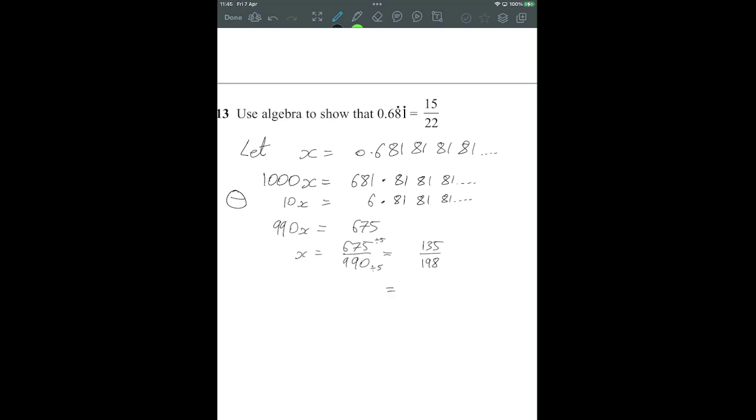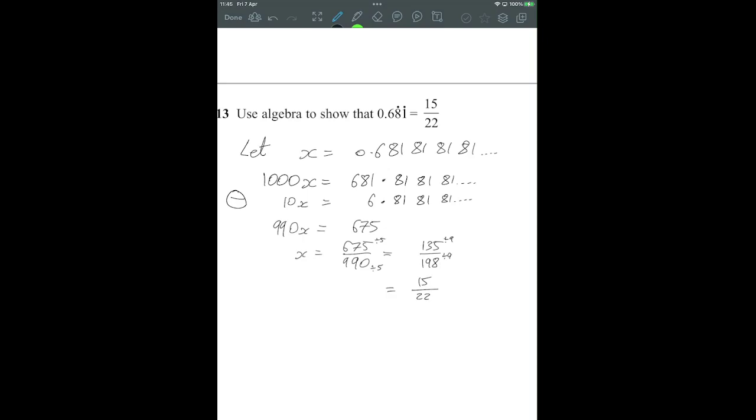Now the next common factor is a little harder to spot. If you know about your divisibility rules, you'll notice that they are both divisible by 9. So I'm going to divide top and bottom by 9. And that does actually get me to exactly what I wanted, and I'm done.